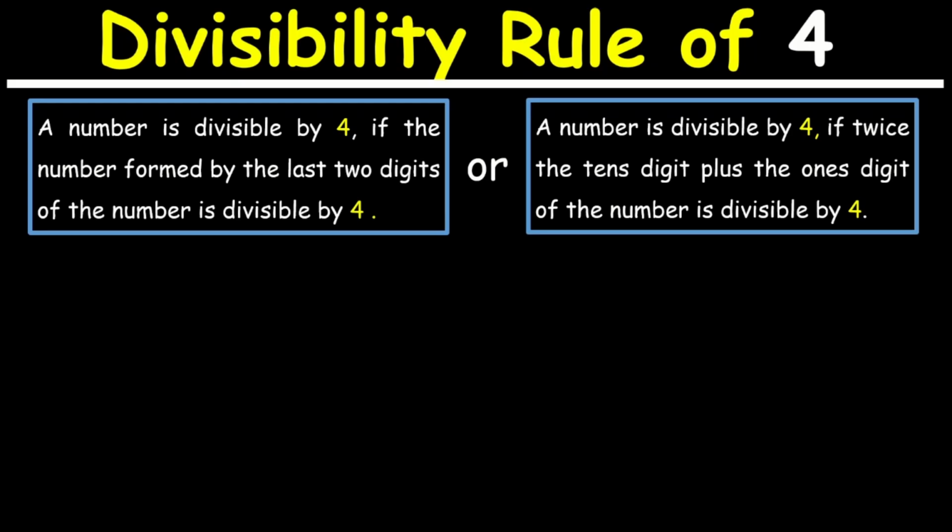Hello everyone. In this video, we are going to discuss the divisibility rule of 4. A number is divisible by 4 if the number formed by the last two digits of the number is divisible by 4. Or a number is divisible by 4 if twice the tenth digit plus the ones digit of the number is divisible by 4.